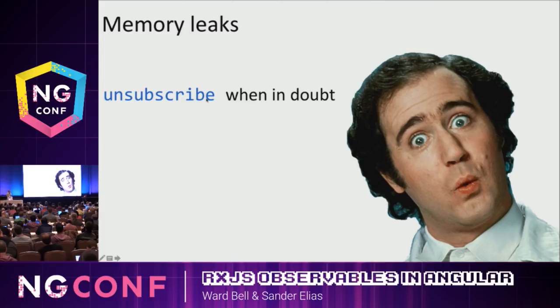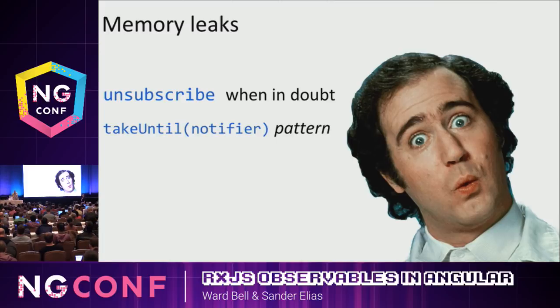So our first principle is this: unsubscribe when you're in doubt. If you don't know how the observable behaves, unsubscribe. You can use the takeUntil pattern. This is the one we're recommending for a component for unsubscribing rather than literally unsubscribing. So when you don't know what the observable does and you're in a component and you're subscribing to it, use the takeUntil pattern to close it down so you don't have a memory leak.